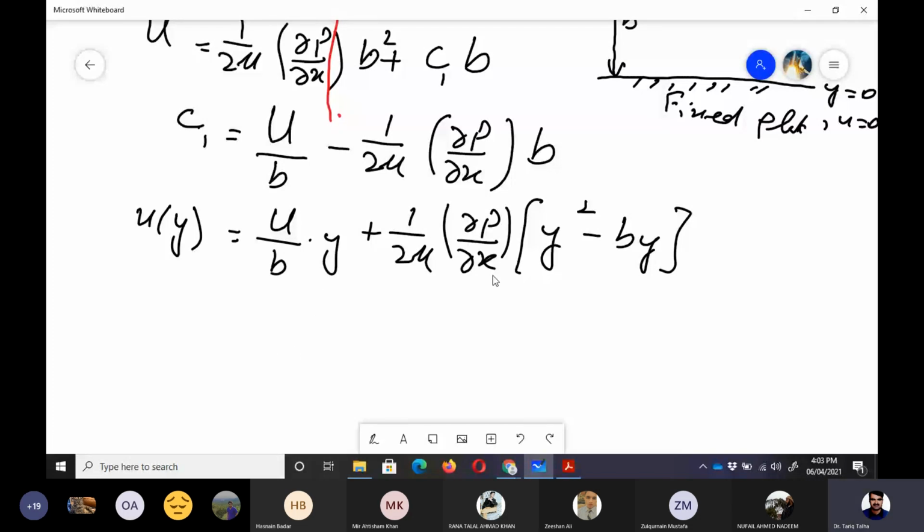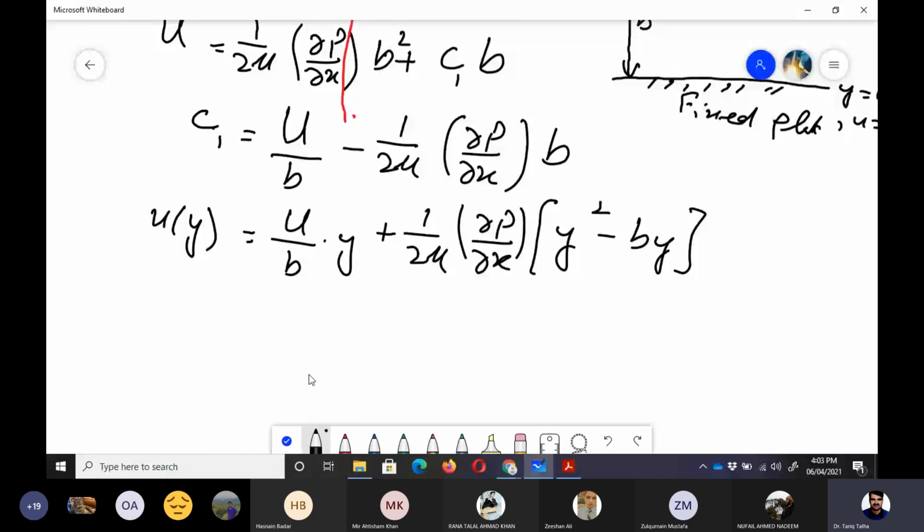So we can also write it in a non-dimensional form. In non-dimensional form, we need to do a little bit of mathematical manipulation of the terms. Non-dimensional means that each term has zero dimension. So if we divide the whole equation by capital U, so u divided by capital U, here it would be y upon b.